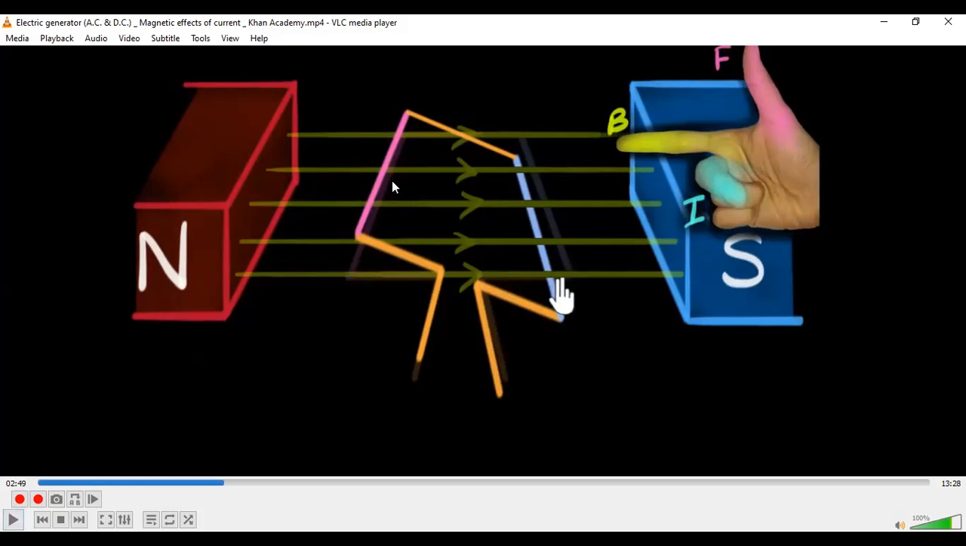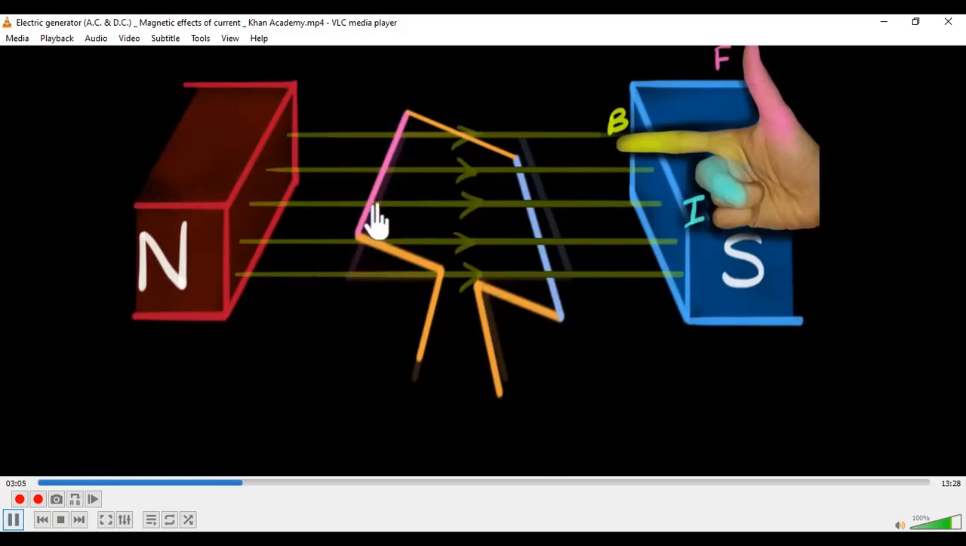Now, how can we find out the current direction? It would be a great idea if you first try it yourself. Go ahead, use your right hand. Figure out the direction of the current. Blue one. All right, you've done it.